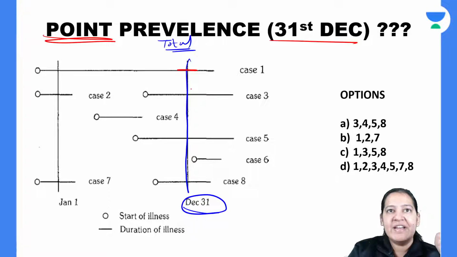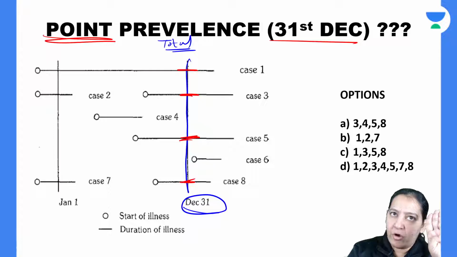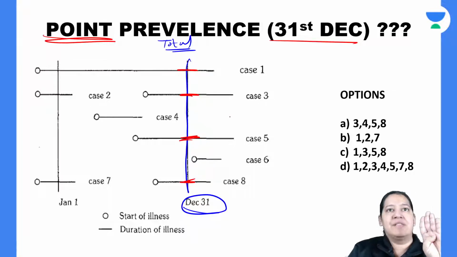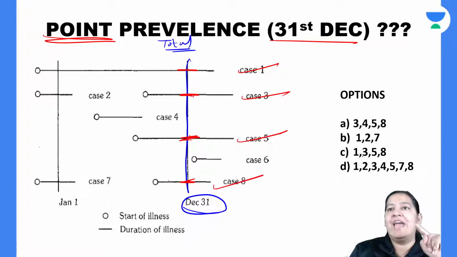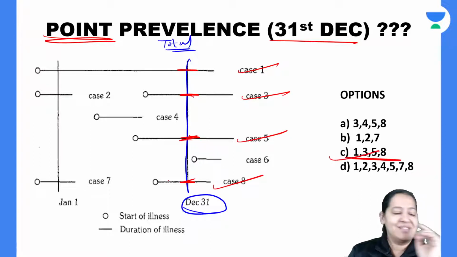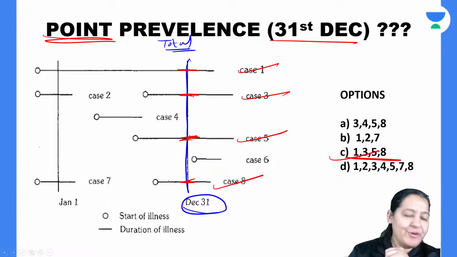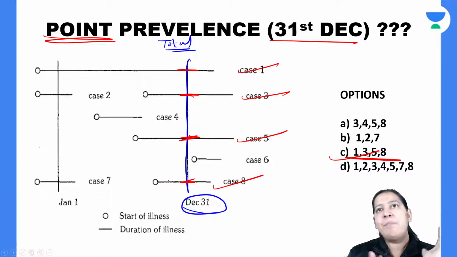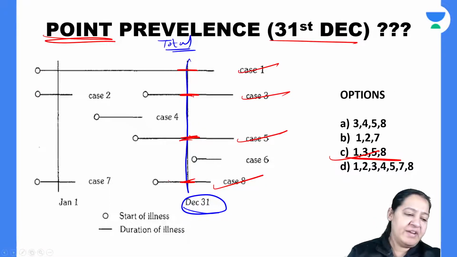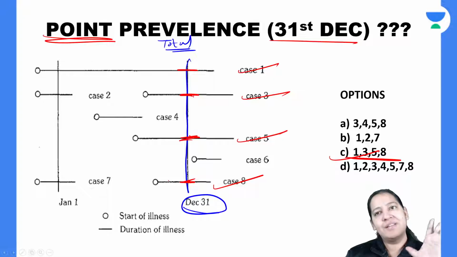At this point, how many people have disease? Let me see. This is having disease. This is crossing it, and this is. So 4 people are crossing this line. So 4 people have disease. So case 1, case 3, case 5, and case 8. So 1, 3, 5, 8. This is the answer. Yes, very good, Rishinika. So this is point prevalence at 31st December. Everyone, yes, Kuldeep. Very good. Have you got it? This is the answer.